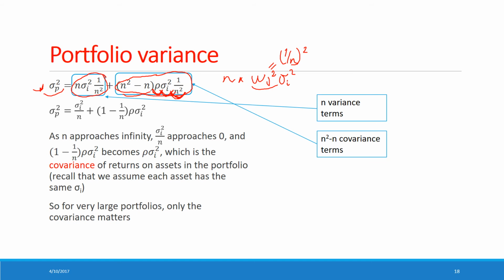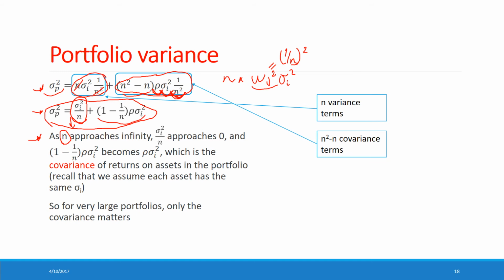So we then simplify the equation and reduce it to these terms, right? So looking at this equation over here, this equation implies that as n increases, the variance term would reduce, and the only thing that is left is the covariance terms.